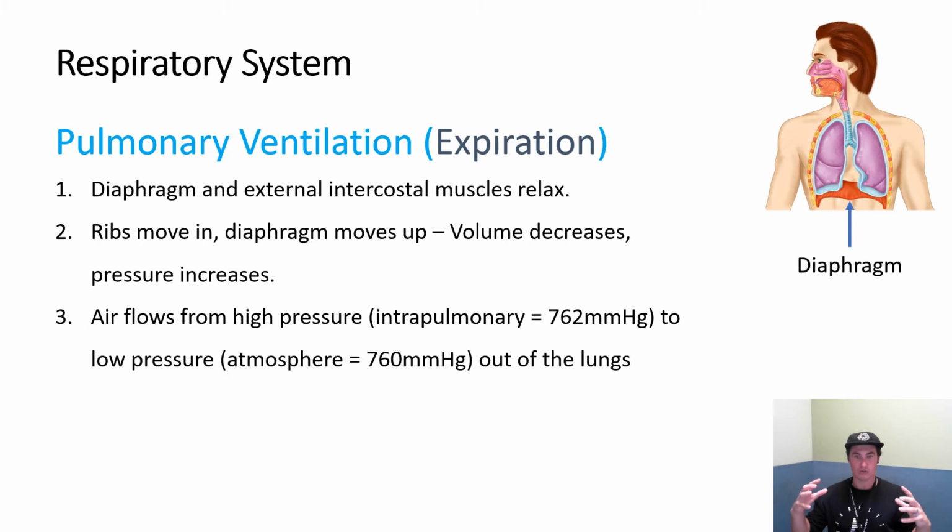The weight of your ribs will push down on the lungs, and you're decreasing volume space in your thoracic cavity. Volume goes down, pressure goes up, it becomes higher than the pressure outside, and then air will flow out. So an area of high pressure to an area of lower pressure. The outside pressure isn't changing. We're manipulating pressure inside our thoracic cavity to get air in and to get air out.